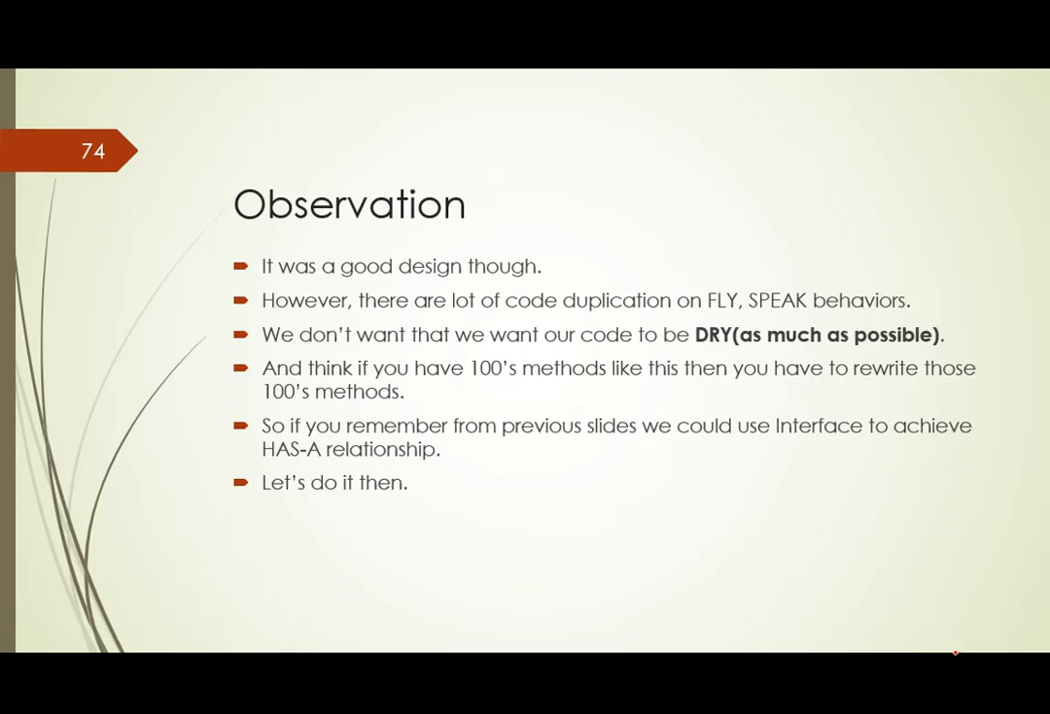And think, if you have 100 methods in a class, it is possible. Some business apps really have 100 methods in a class. So if you're really doing such things, you will end up writing these 100 methods in 100 different places. That would be really tedious and a very bad solution for your problem. So if you remember from the previous slide, we could use the interfaces, or could use the has-a relationship, so that we could achieve the modular approach. So let's do it then.